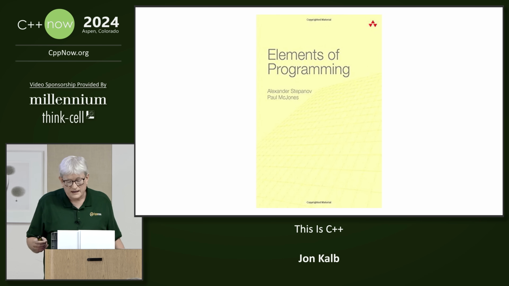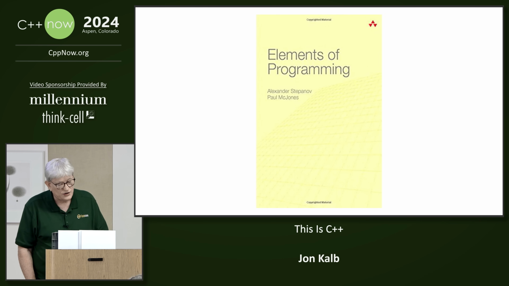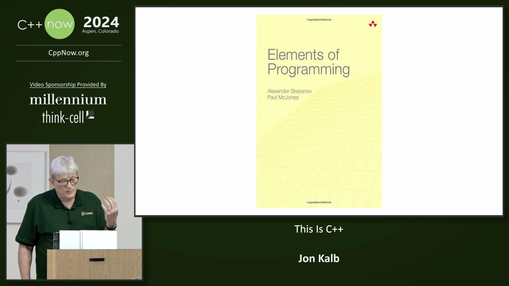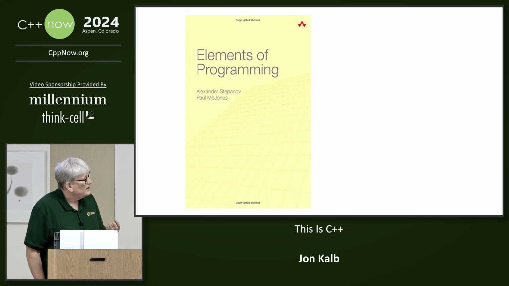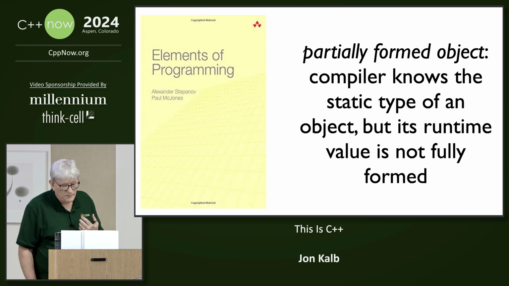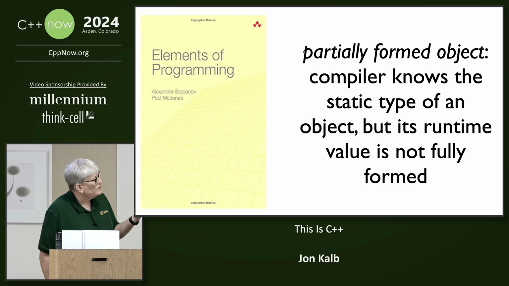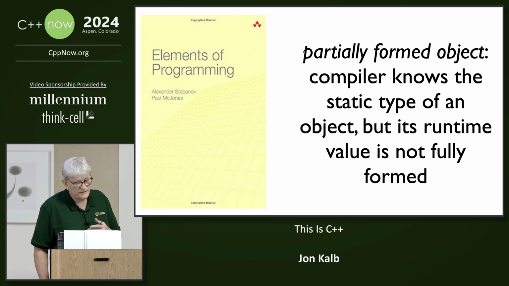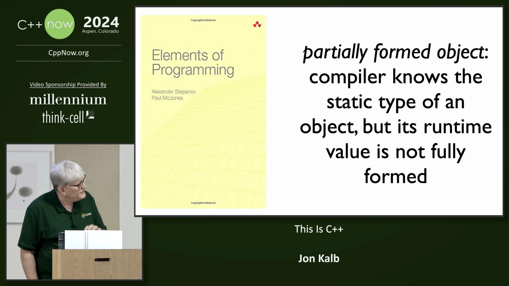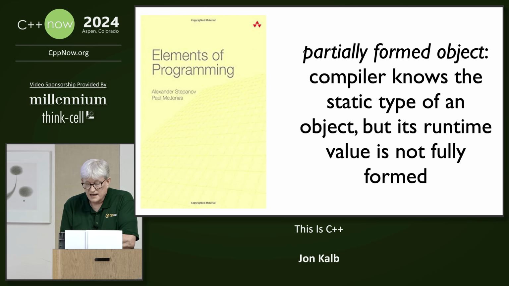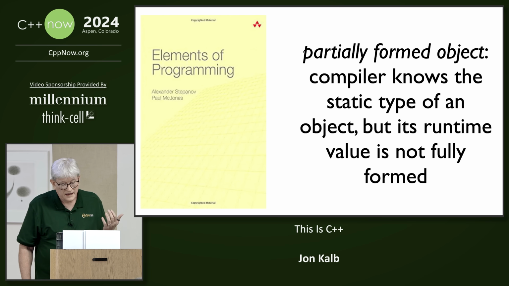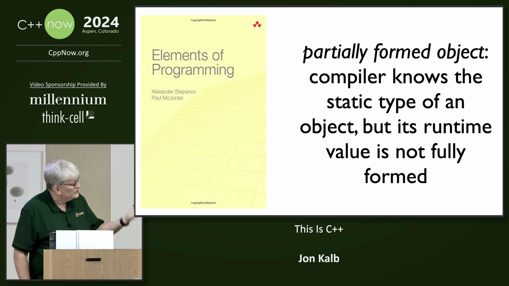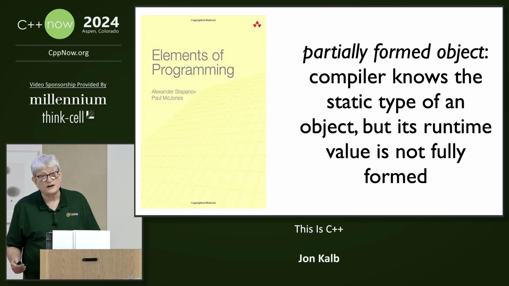In Elements of Programming, Alex Stepanov and Paul McJones defined the term for a situation where the compiler knows the static type of an object, but its runtime value is not fully formed. They coined the term partially formed. So a partially formed object, the compiler knows the static type, but its runtime value is not fully formed. Now, the very existence of an object like this is a risk. Inexperienced programmers, naive programmers, careless programmers, this is going to lead to bugs. Why do we accept this trade-off?